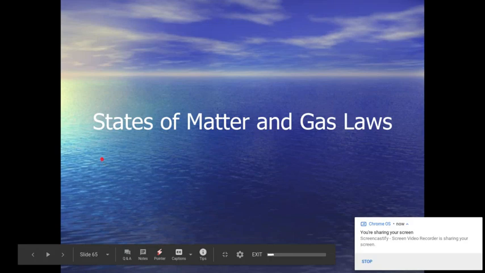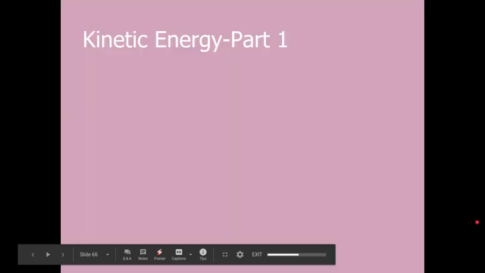Hi, everybody. So today we're going to start a new chapter where we move into states of matter, and later on we'll be talking about gas laws. Before we go into our three states of matter that we'll be focusing on, I just want to remind us of what kinetic energy is.